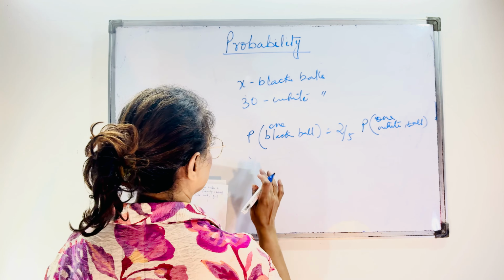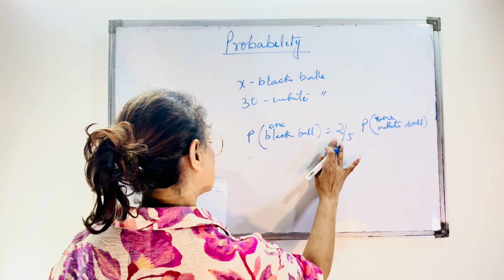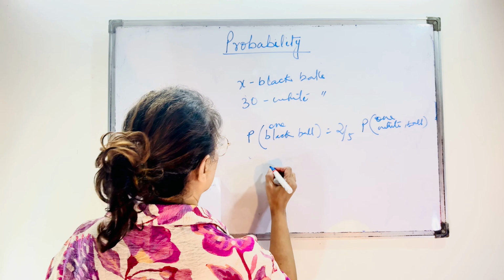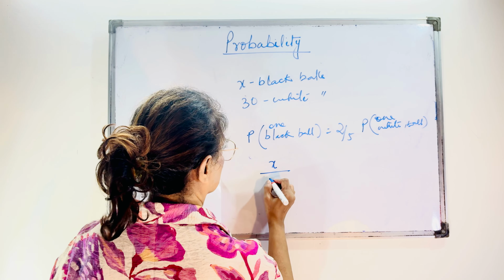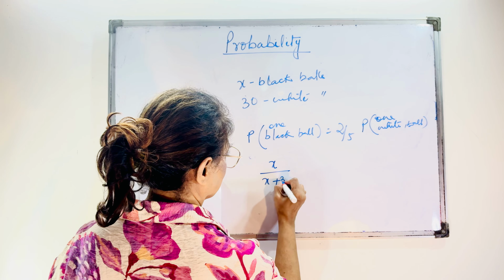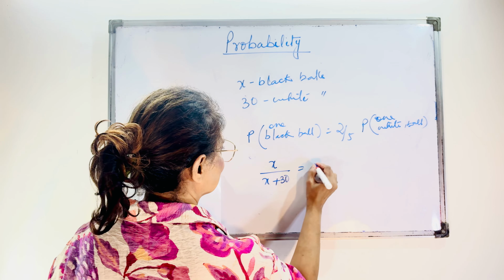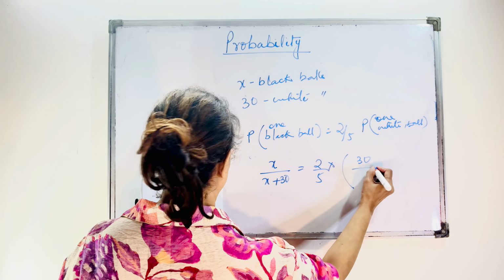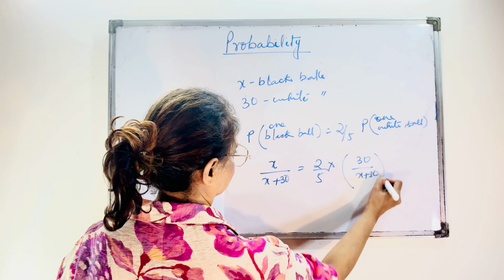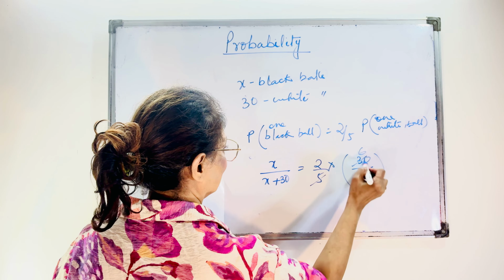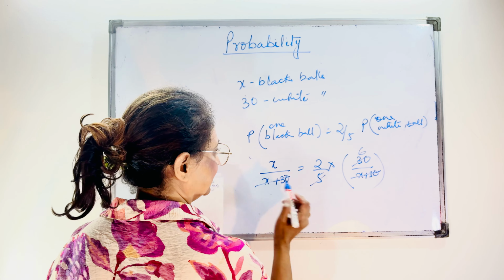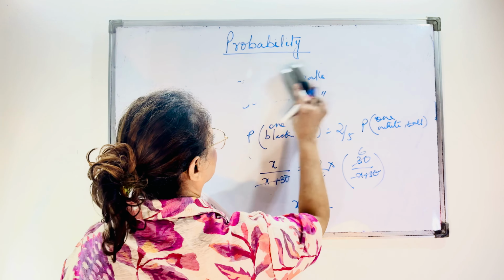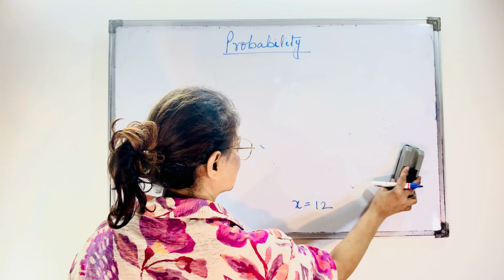So the probability of drawing one black ball is 2/5 of the probability of drawing one white ball. The black balls are X in number, so X by X plus 30 in total. This is 2 by 5 times the white ball probability, which is 30 by X plus 30. The whole denominator gets cancelled and you get X is 12. Just frame the equation and solve for X.